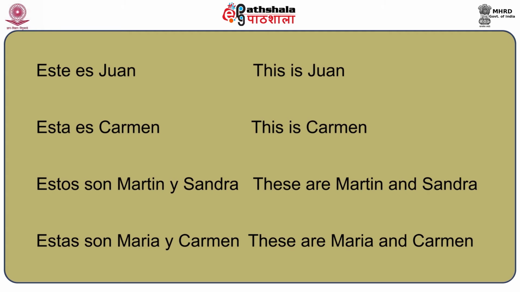If I say esta es Carmen, means this is Carmen. And if I say estos son Martín y Sandra, then it means these are Martin and Sandra. And if I say estas son María y Carmen, means that these are Maria and Carmen. So este for male and esta for female. Estos we use for male and female together, and if there are only females, we use estas.